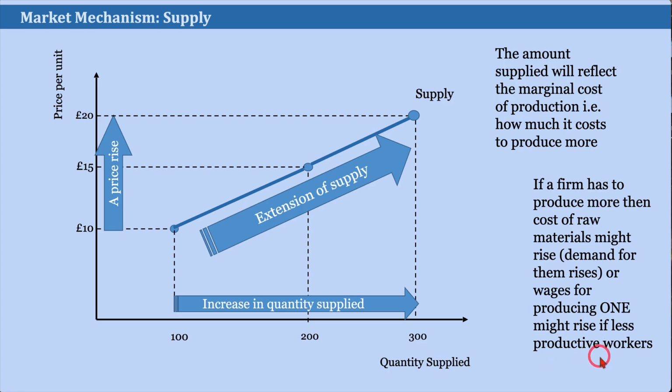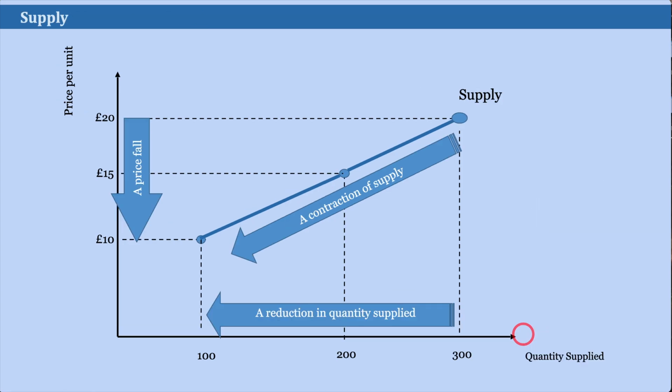So hopefully that's clear, and this is really important when you get to this, because we are going to see that the supply curve is a reflection of the costs of the firm, and that is really useful later on in our economics. So let's just finish this though. Contraction of supply is obviously when there's a price fall and a reduction in quantity supplied.